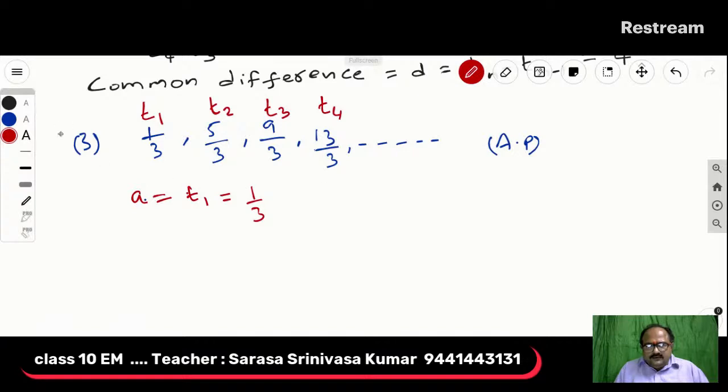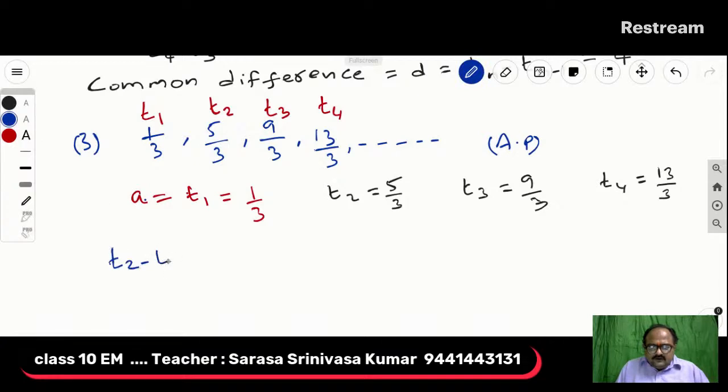So now we write T2 equal to 5 by 3, T3 equal to 9 by 3, T4 equal to 13 by 3. Now we calculate the common difference. What is the common difference here? T2 minus T1. This is equal to 5 by 3 minus 1 by 3. This is equal to 5 minus 1 by 3 equal to 4 by 3. 4 by 3 is the common difference.